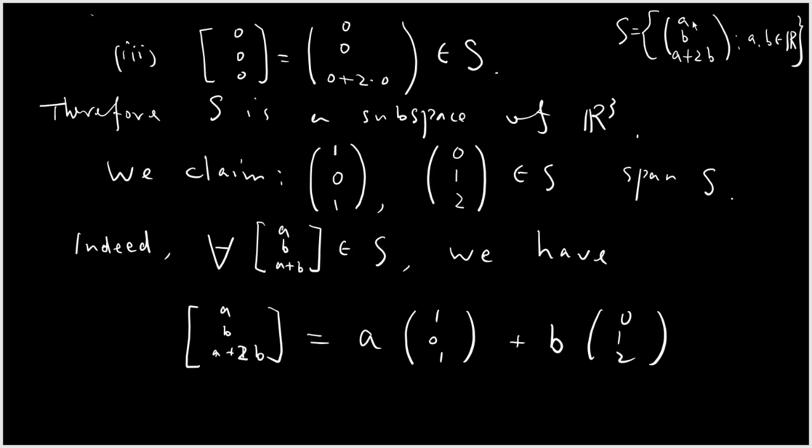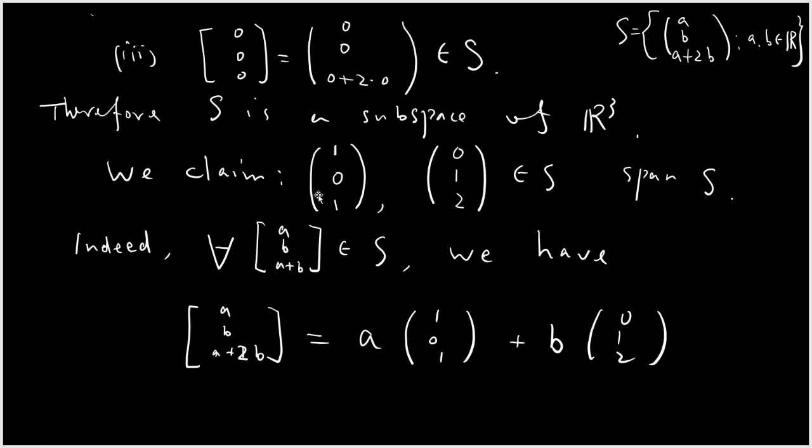In this particular case, A can be any number, right? B can be any number. So you set A value to be 1 and B value to be 0. I mean, AB value 1, 0 will determine one vector in S. The other vector we want to choose is to set A value to be 0 and to set B value to be 1. In order for the vector to be in S, the third component has to be 2. Okay.